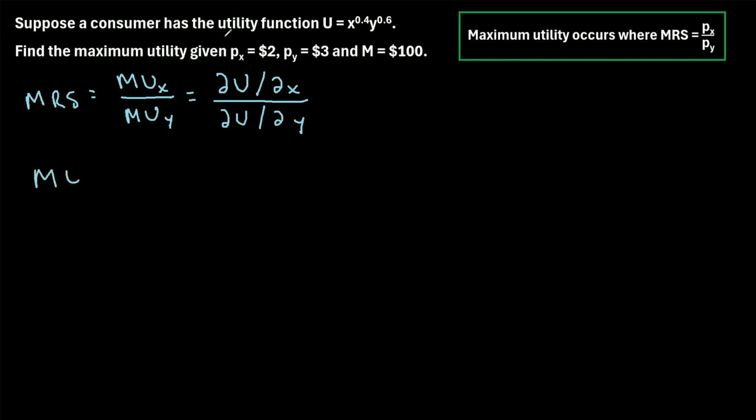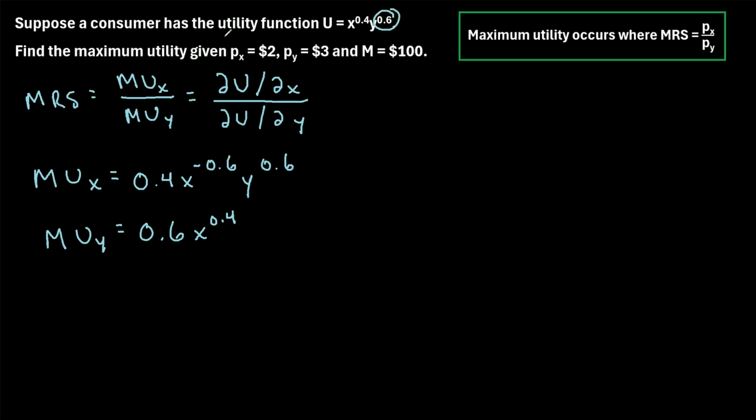So let's start with the marginal utility of x. So that will be equal to the derivative of the utility function with respect to x. So with respect to x, that would be 0.4 times x, and we can then reduce this power by 1. So 0.4 minus 1, that's negative 0.6. And because we're multiplying by y, we also have to include that. Then the marginal utility of y is going to be, we will have 0.6 times x to the 0.4, and then we have to reduce this power by 1 as well. So 0.6 minus 1, that's y to the negative 0.4.